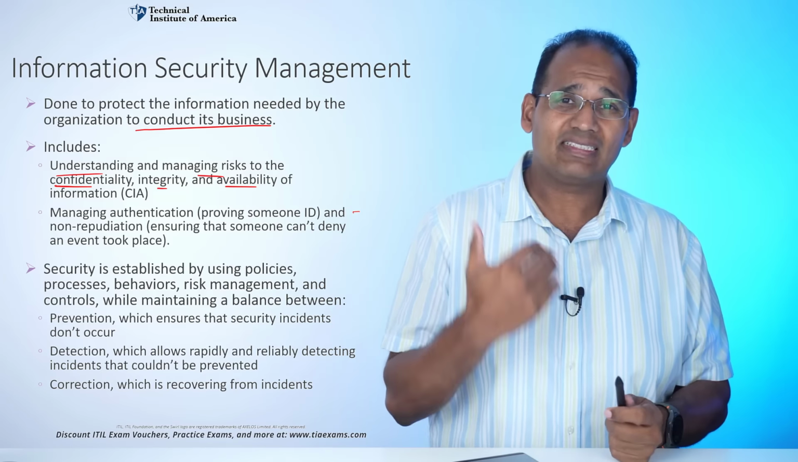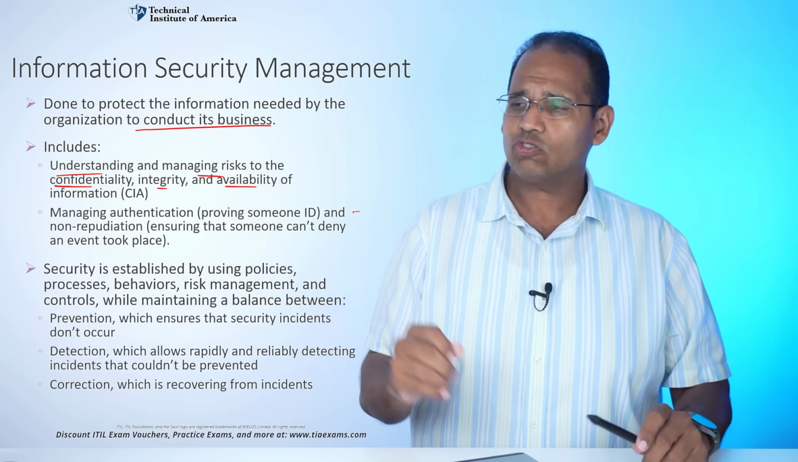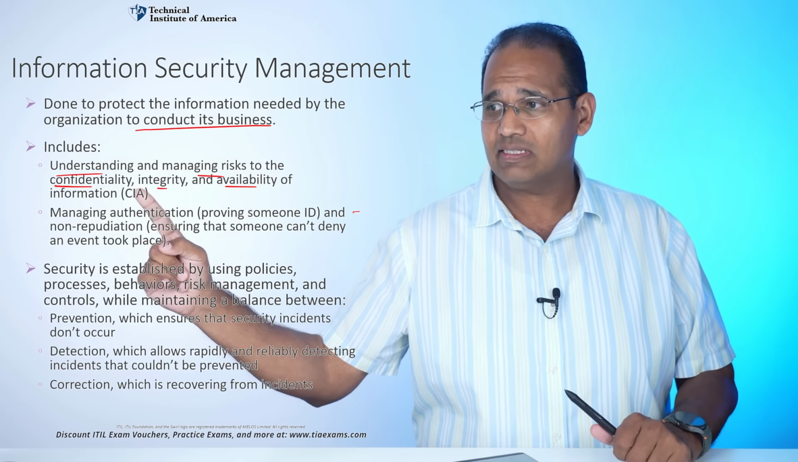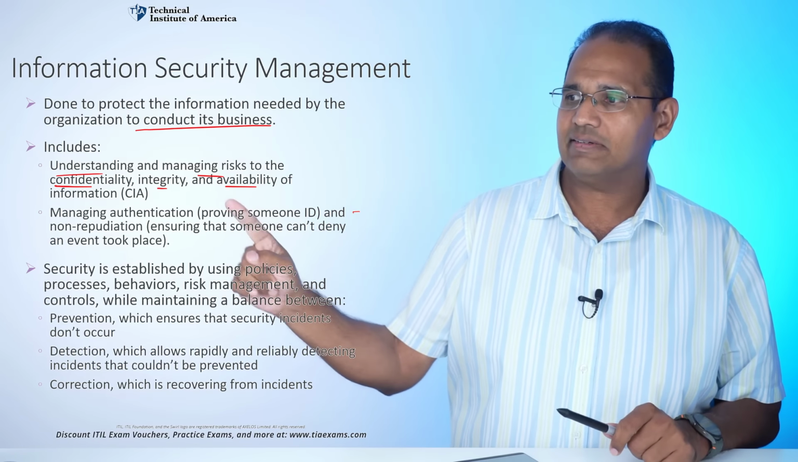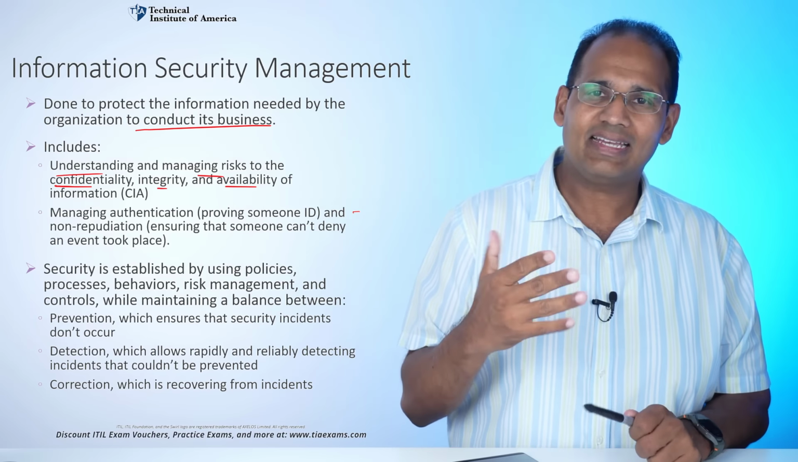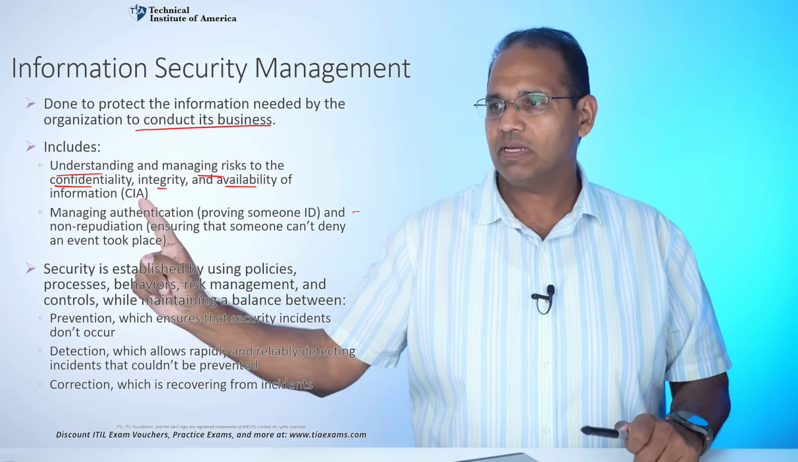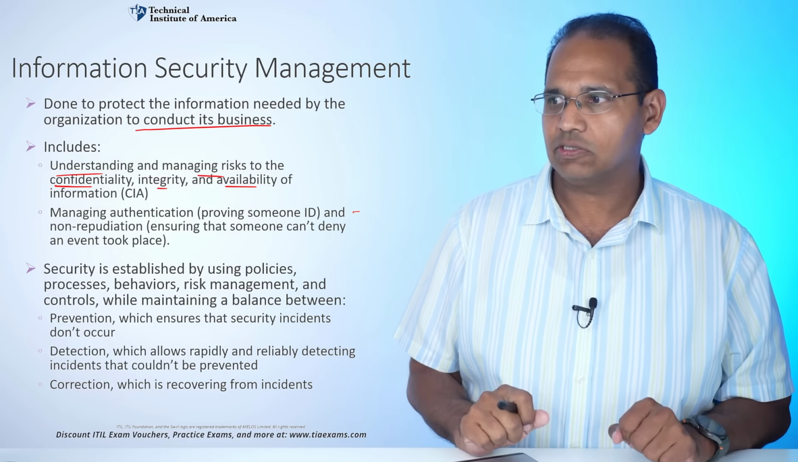Confidentiality is to ensure that secret data stays secret. Integrity is to ensure that there is only authorized modification of data. Confidentiality is ensuring there's authorized reading or access to that data. And availability is to ensure that data is available when needed. These three things must be met for security to be adequate within the organization.